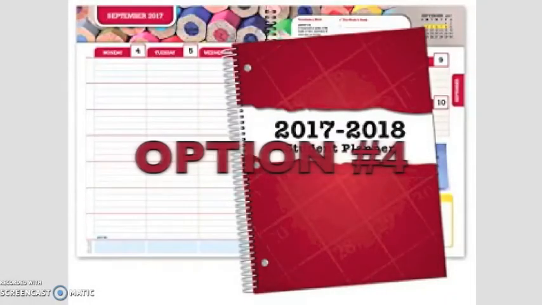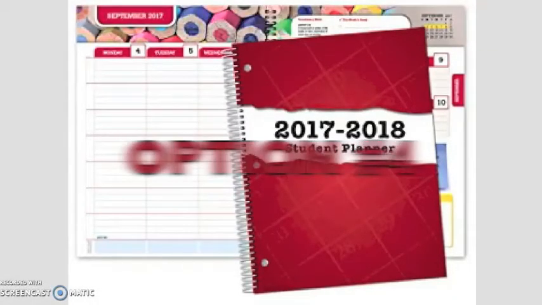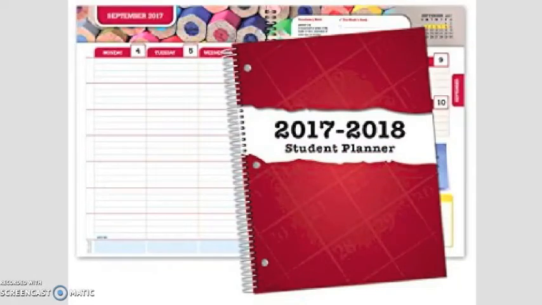This brings us to our last option, which is option number 4. If options 1 through 3 do not work for you, I would suggest that you go to Office Max, Walmart, or Target and purchase your own handheld planner. And so those planners normally cost anywhere between $5 to $10. So if options 1 through 3 do not work for you and you're trying to find a tool that works to help organize or to jot down your homework, I would suggest to go buy a handheld planner. If you have any questions regarding options 1 through 4, please stop by and talk to a teacher and we will help you out.